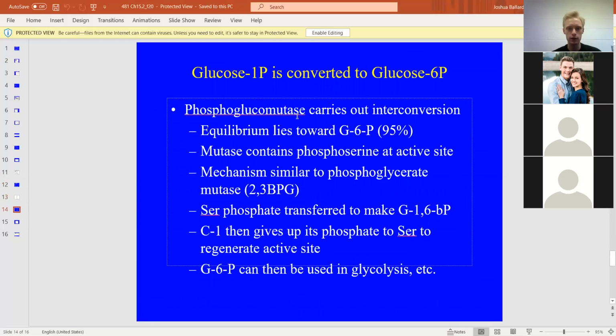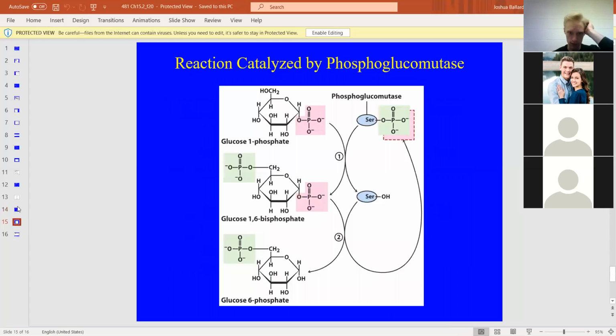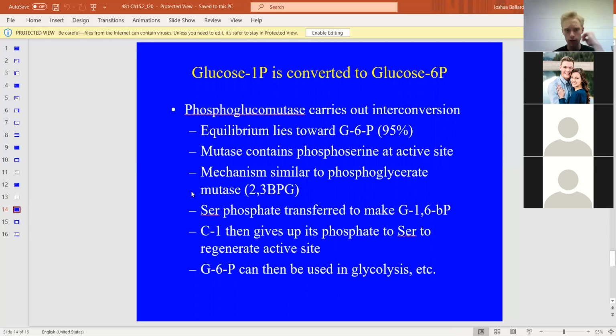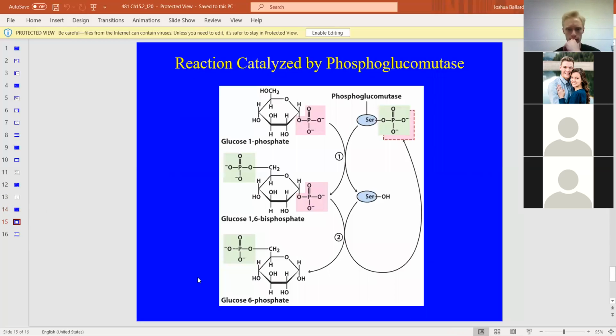And so our final step, or one of our final steps with glycogen to glucose, is phosphoglucomutase. This is an enzyme that's important to know because it allows glucose 1 phosphate to be converted to glucose 6 phosphate, which then of course goes into glycolysis. Overall, the equilibrium lies towards glucose 6 phosphate. This describes the mechanism of that whole process. I'm not going to go super deep into it. I believe these steps describe what's going on pretty well.